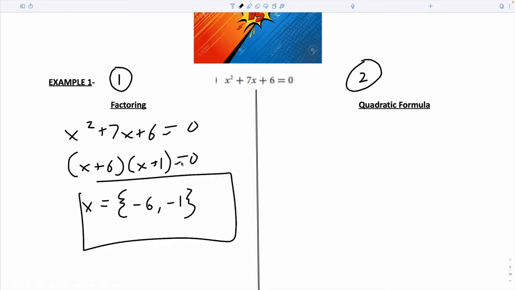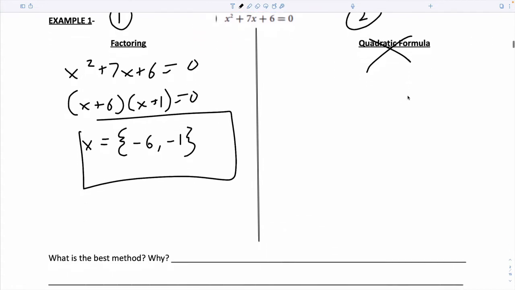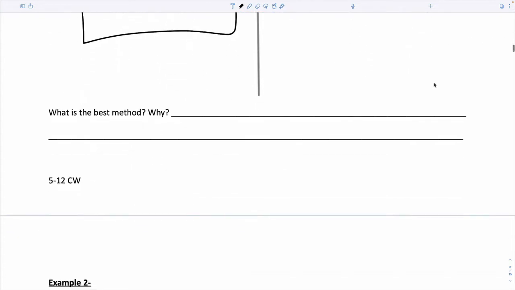Because it was that simple to factor, I'm not going to use quadratic for this one. It was factorable. We can cross that option out, and factoring is the best choice for this. The best method would be factoring, and here's your reason. Because we could just say it's quicker. It's quicker, and it's factorable.